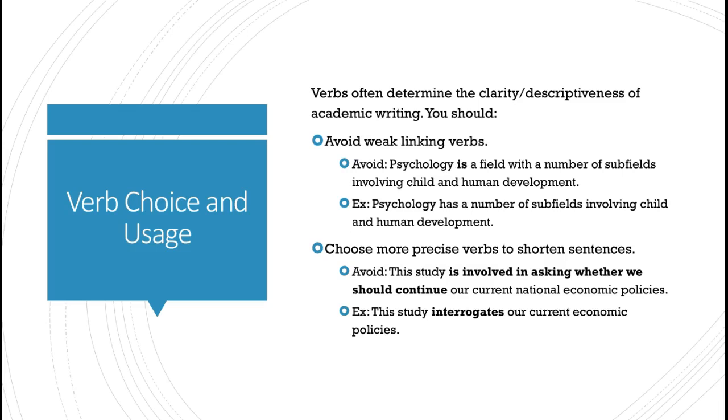It's important to choose more precise verbs to shorten the sentences altogether. So we should avoid saying something to the nature of, this study is involved in asking whether we should continue our current national economic policy. Rather, we're getting too cumbersome in our words altogether, and we should just simply state what the study told us. It interrogates our current economic policies. That's it. And then we can expand on it from there.